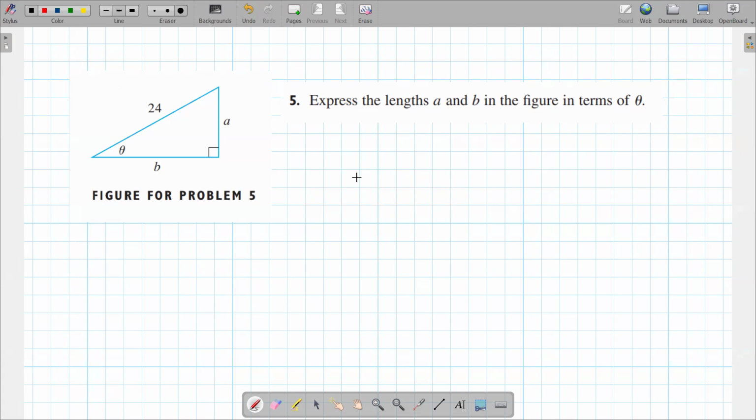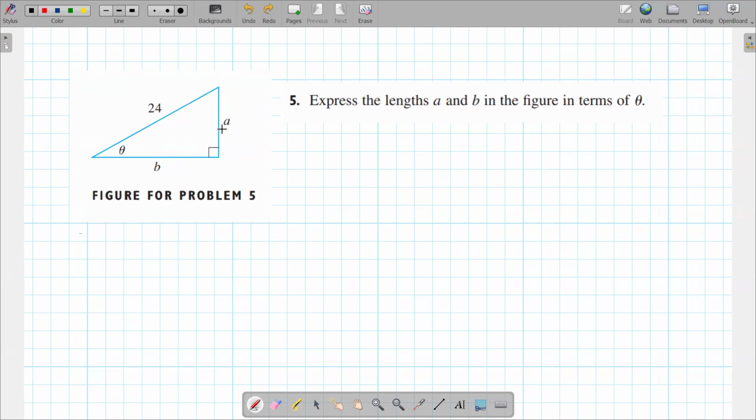Express the lengths A and B in the figure in terms of theta. So it's not asking us to actually find out how long these are. That would not be possible. You need to know at least two things in a right angle triangle. You know the hypotenuse, but you don't know any of the other angles or sides. So this triangle, as it is right now, is unsolvable. You need two items known. Well, you know one thing here. So the best we can do is express these things in terms of theta. I don't think it's terribly difficult.